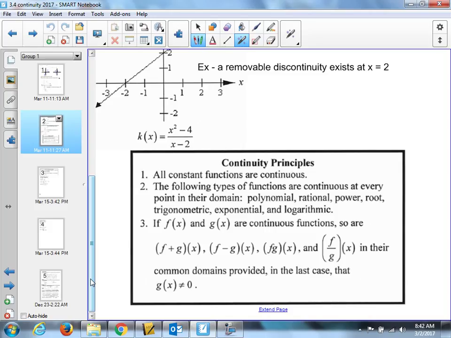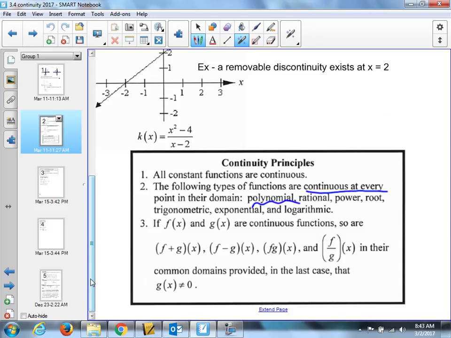Make sure you know that. Continuity principles. So what we were just saying, I guess I didn't say this one. Constant functions are continuous. Y equals 5. Well, that's a straight line, right? At 5, y equals 5. Other functions are continuous. You come across polynomials most often.